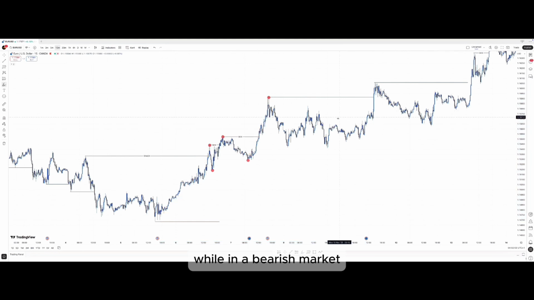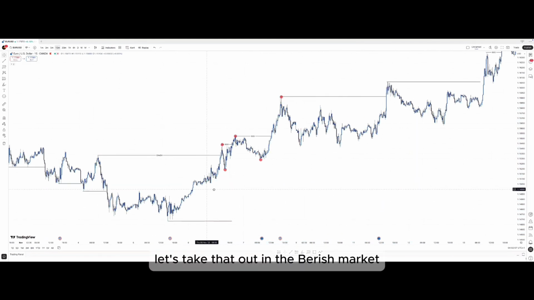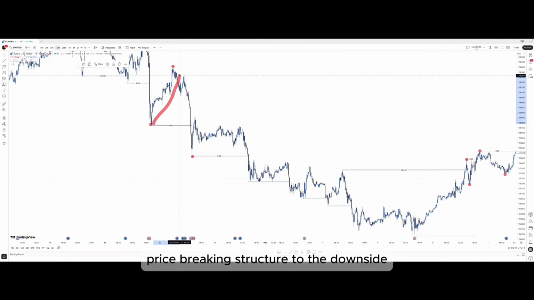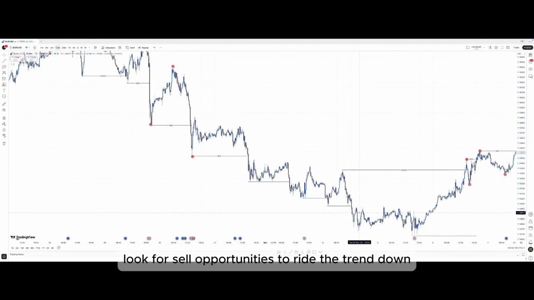While in a bearish market, you can clearly see price breaking structure to the downside, so all you have to do is ride with the trend, look for sell opportunities to ride the trend down.